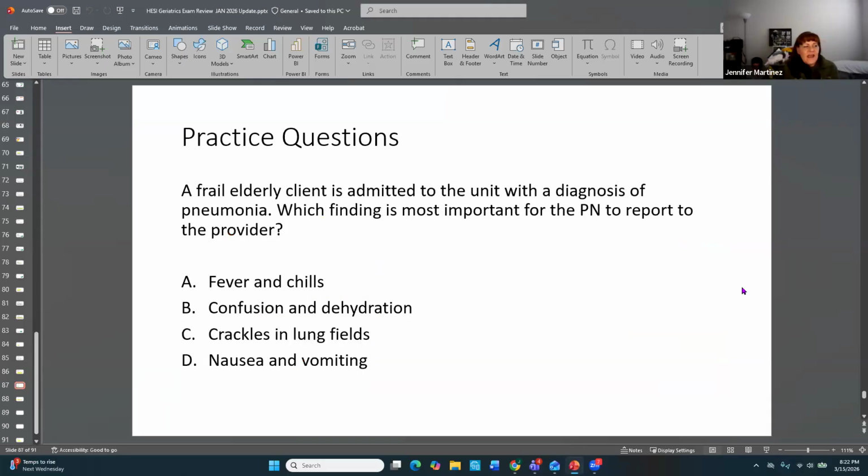All right. A frail elderly client is admitted to the unit with a diagnosis of pneumonia. Which finding is most important for the PN to report to the provider? So we have a diagnosis of pneumonia. So fever and chills, confusion and dehydration, crackles in the lung field, or nausea and vomiting. Which is most important for us to report to the provider? B.